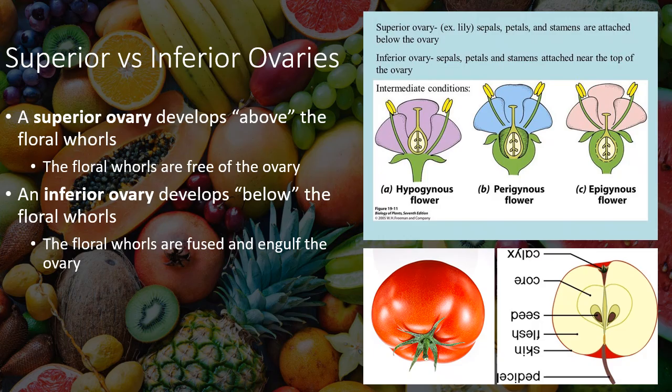An apple is a really good example of a plant that has an inferior ovary. We see that unlike the tomato, the pedicel and the calyx are on the opposite ends. So that gives us a clue that all of the other floral whorls had to be kind of stretched out and wrapped around the entire ovary, which is why we get them on top.